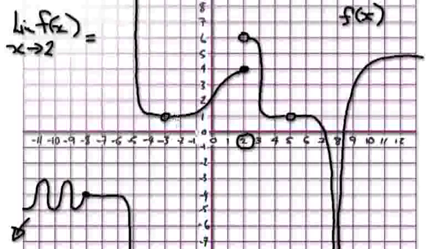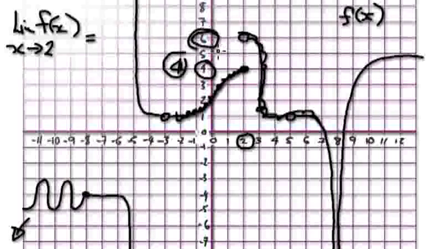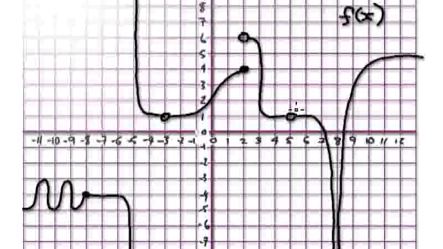So this one here, from the left hand side, you're going to head towards 4. On the right hand side, you're going to head towards 6. So left hand side 4, right hand side 6, two different places. So the limit does not exist. All right, next question here.